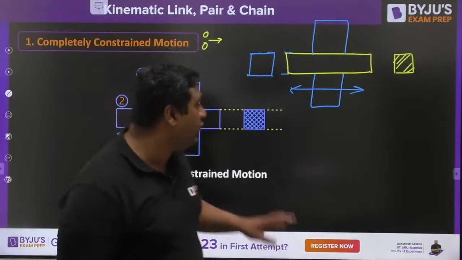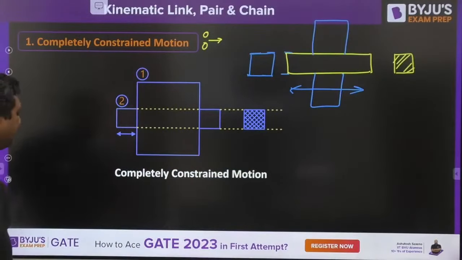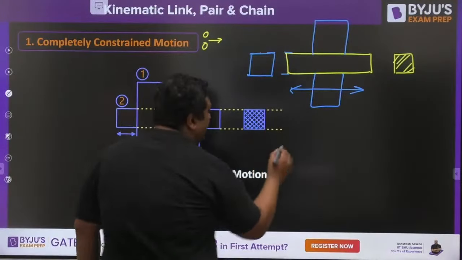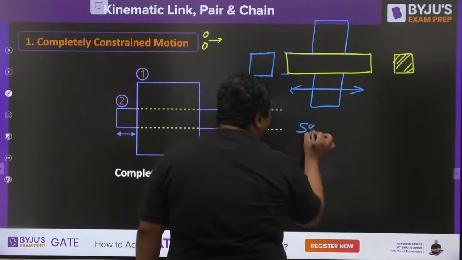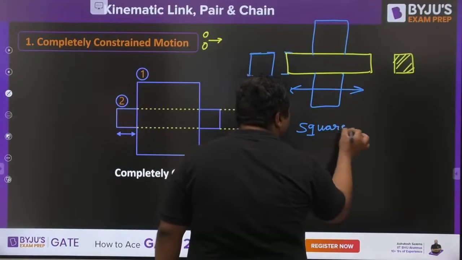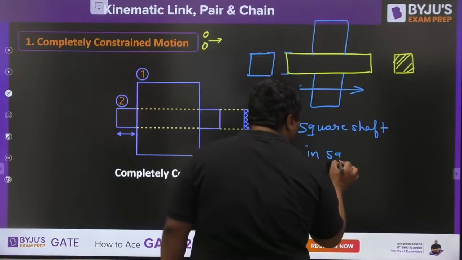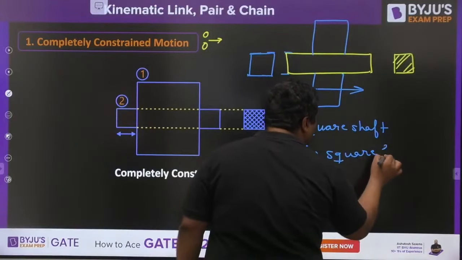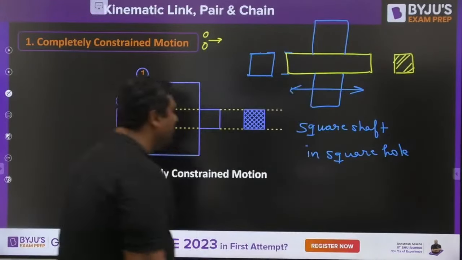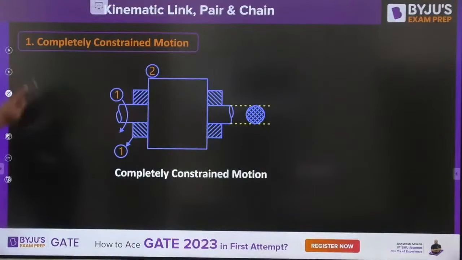So that is the example of completely constrained motion. The example for this is a square shaft in a square hole. Square shaft in a square hole. This is the example, my dear. So my dear, this is completely constrained motion.